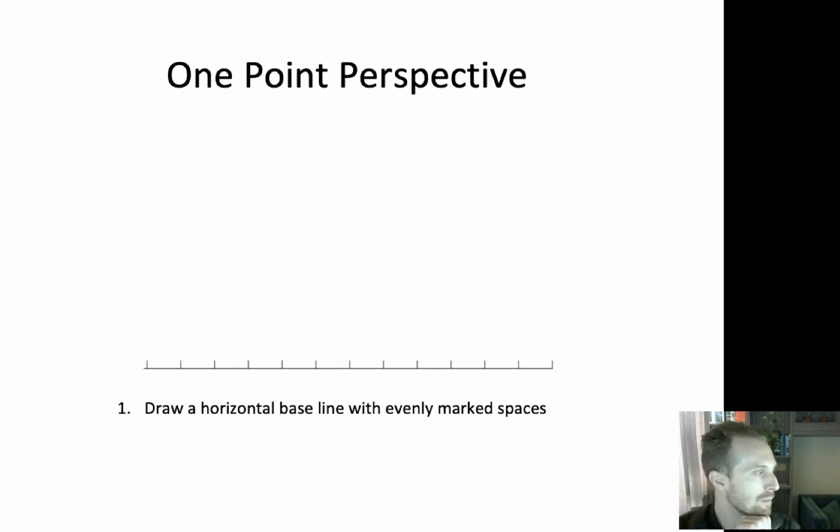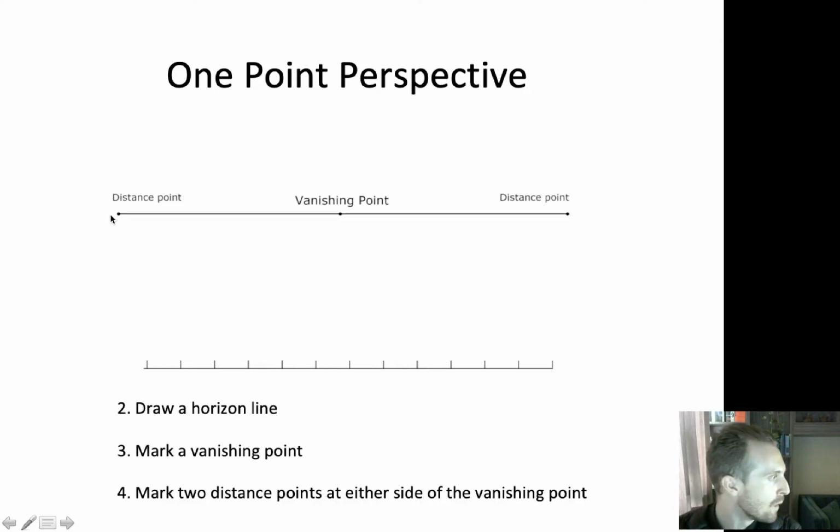Okay, so one-point perspective. We start by drawing a horizontal baseline here with evenly marked spaces. Then we draw a second line, which is the horizon line. And the horizon line would be, if you think about standing outside and looking as far as you can see, where the sky meets the ground. The vanishing point here I've placed in the middle of the horizon line. And then there are these two points here called distance points.